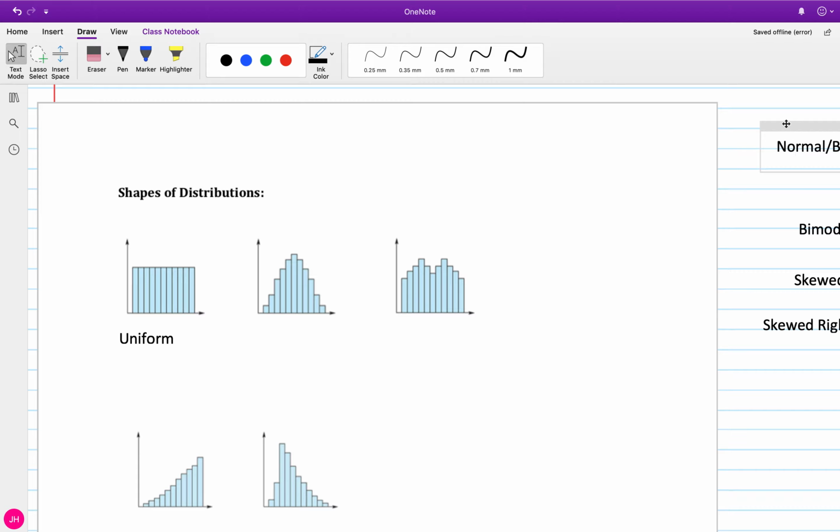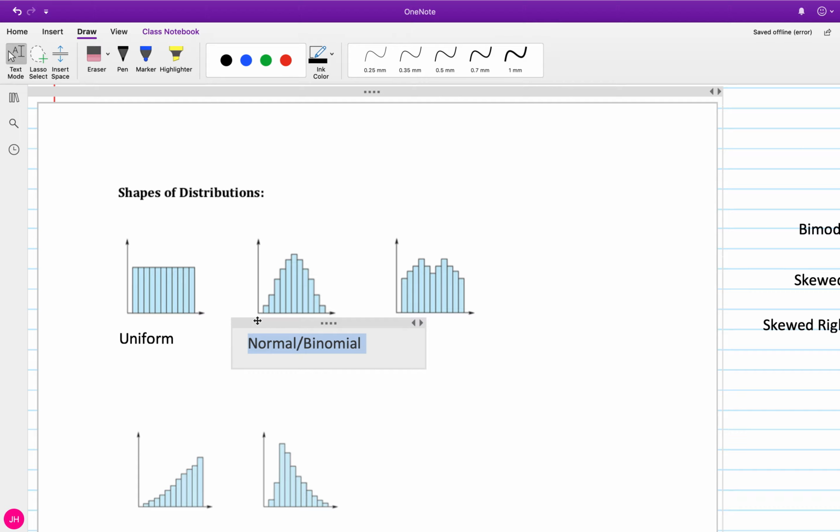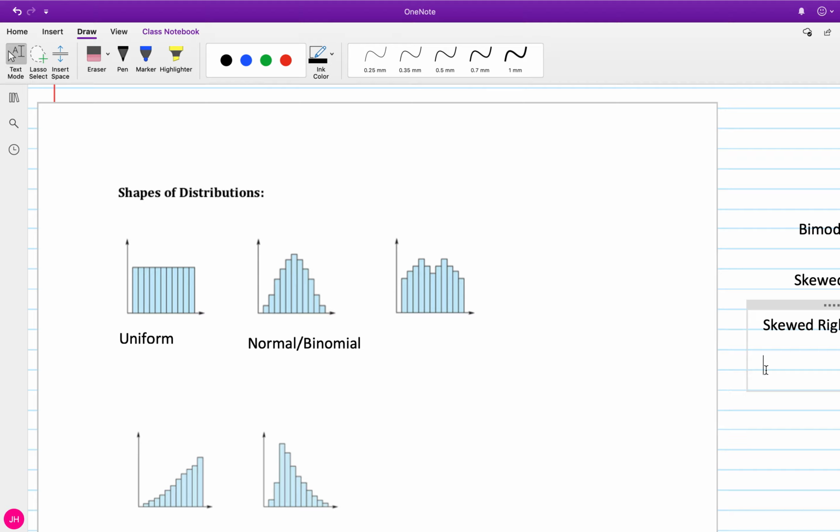Next, our most important one, and we're going to spend some more time in just a second talking about this, is the normal, or sometimes it's called the binomial. With the normal distribution here, our mean, median, and mode are all right here in the middle. Notice that's the tallest point, so that would be our mode. Our median's right here. We've got half of the data below it, or to the left, and half above, or to the right. And our mean would also be in the middle here.